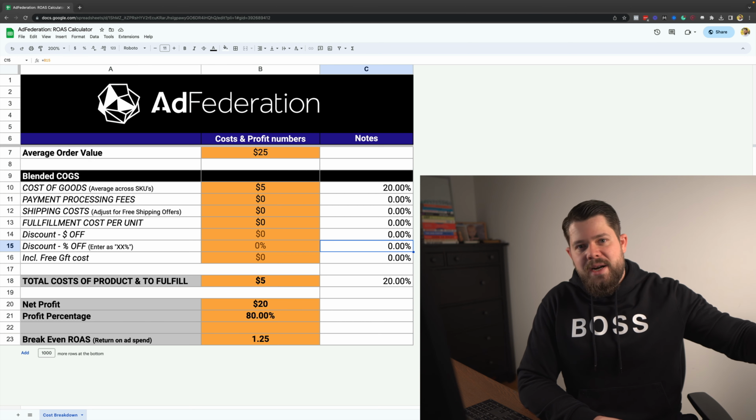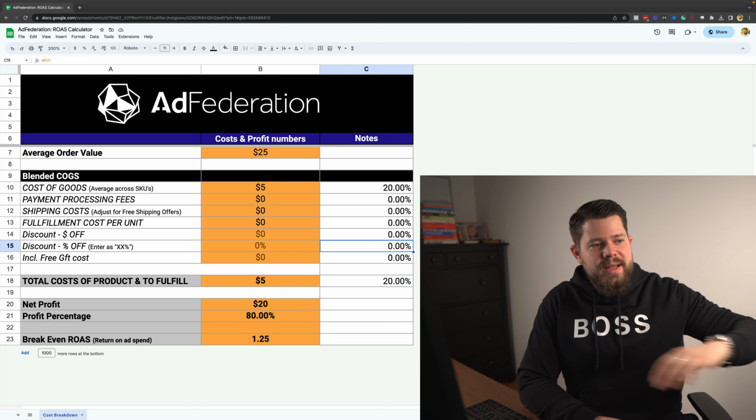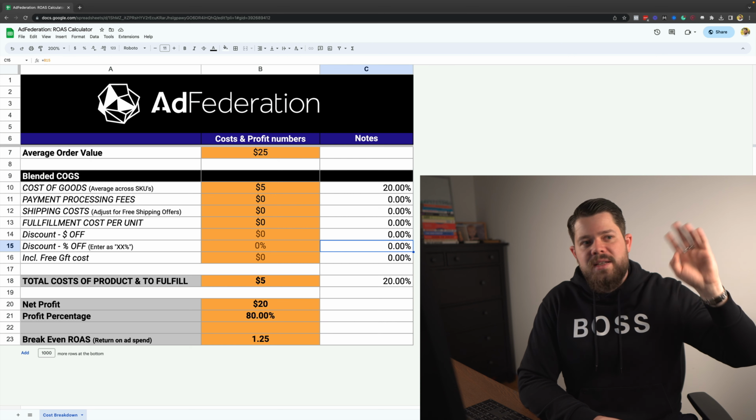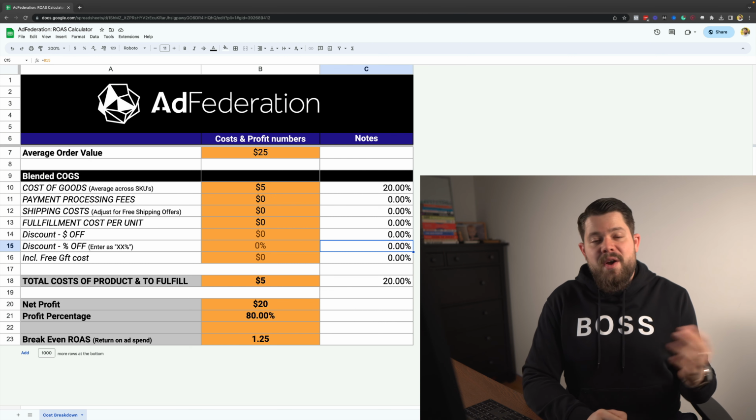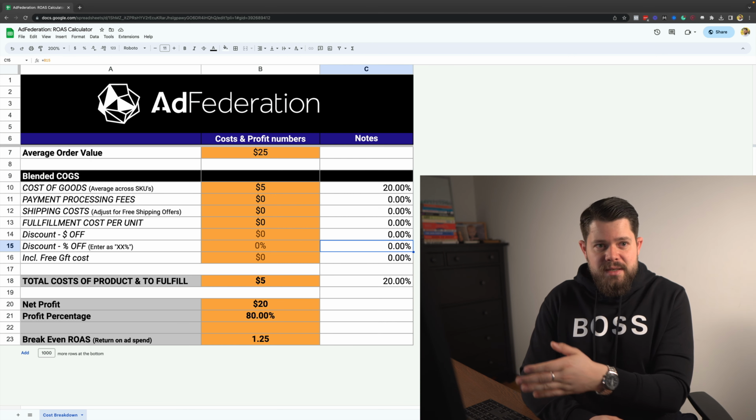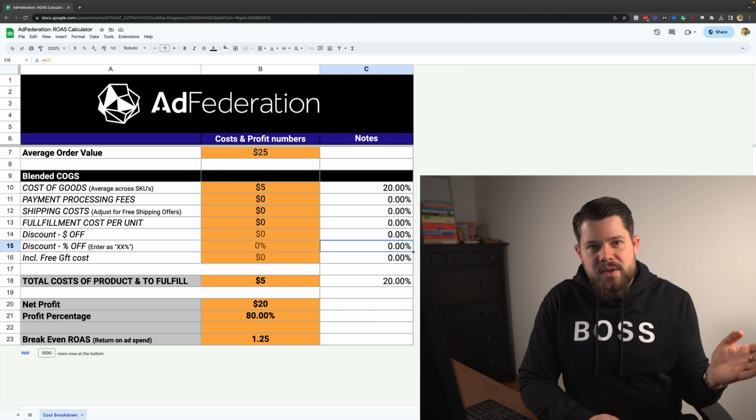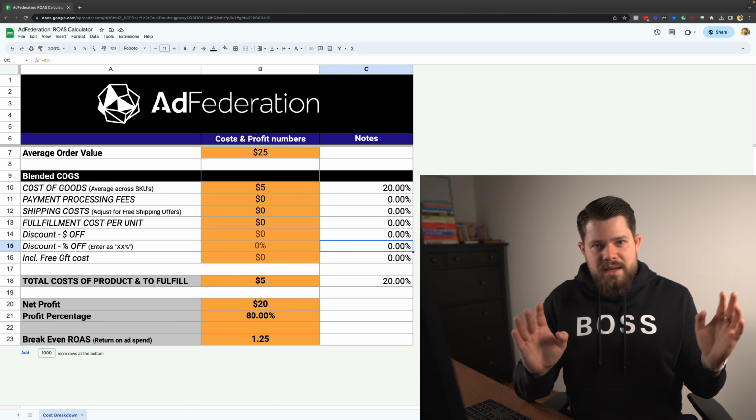I can scale like crazy. I can do $10,000 per day, for weeks, months, even years, right? Some of my products that have this kind of a break-even ROAS are actually still running since 2017, okay? So this is absolutely fine, right?